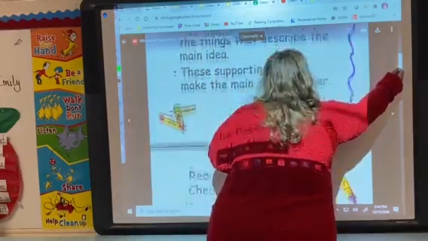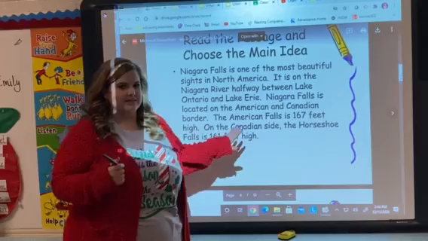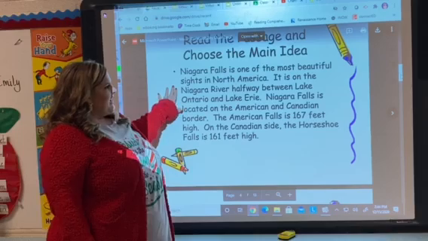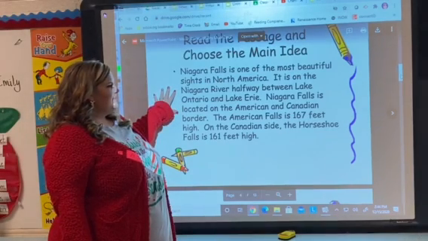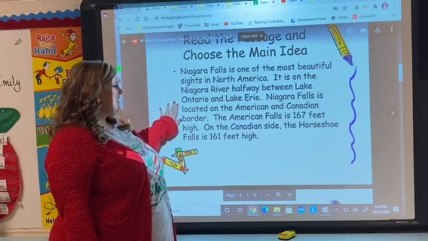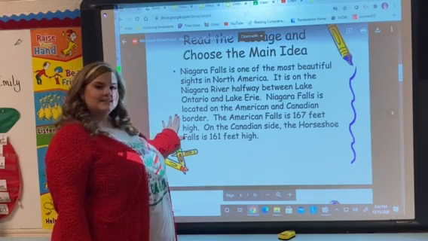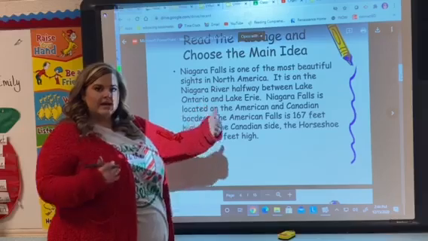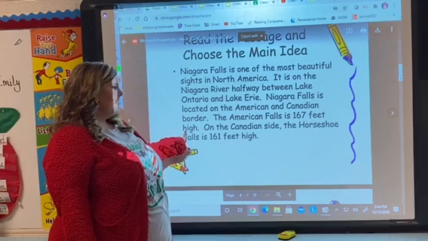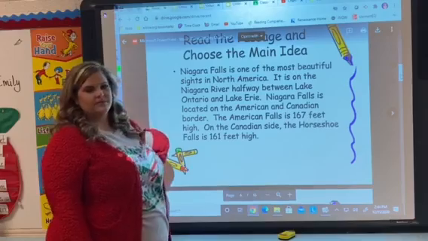All right. Now, we're going to do one together. And this one on purpose does not have a title, okay? I don't want us to look at a title. It says Niagara Falls is one of the most beautiful sights in North America. It is on the Niagara River, halfway between Lake Ontario and Lake Erie. Niagara Falls is located on the American and the Canadian border, so it's in America and Canada. The American Falls is 167 feet high. On the Canadian side, the Horseshoe Falls is 161 feet high.